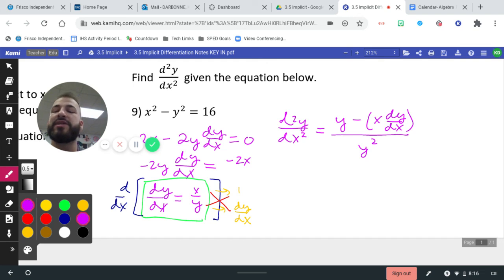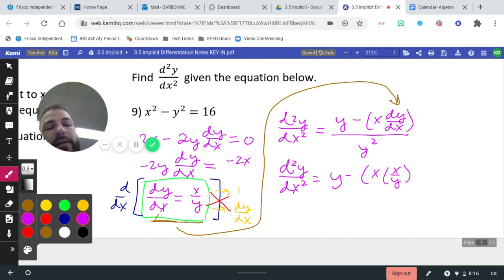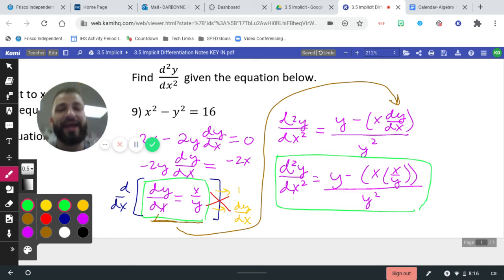So the last thing we need to do is we just need to take this dy over dx, what we know to be x over y, and we're going to plug it in right here for that dy over dx. And that's our last step. We just got to replace the original derivative. So d squared y over dx squared is equal to y minus x times x over y, all over y squared. And you can simplify from there if you wanted to, or we can just leave it like that. Okay, and that is implicit differentiation.